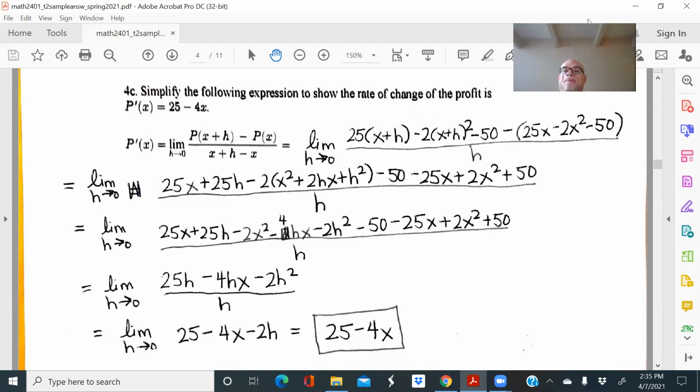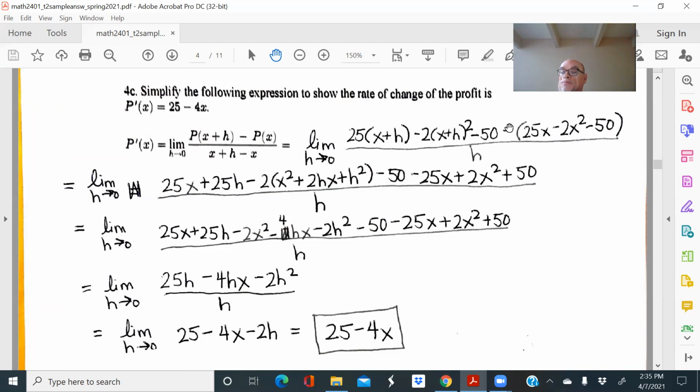So you have to compute p of x plus h. That's what I've started here with. I plug x plus h in for x into the profit function. So you get 25 times (x plus h) minus 2 times (x plus h) squared minus 50. That's just the profit function evaluated at x plus h, minus then just p of x itself. Well, p of x is just that formula, 25x minus 2x squared minus 50.